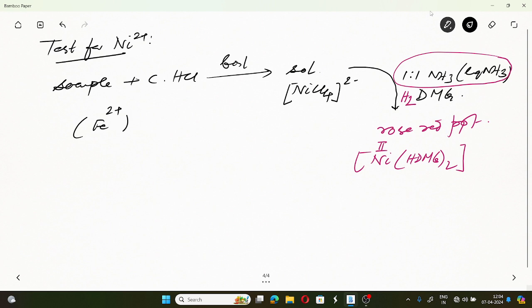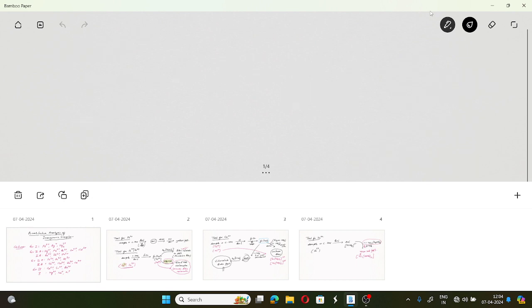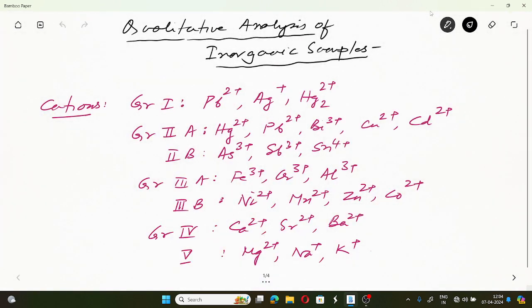But your inference will be nickel is not present. Nickel 2 is not present. So this is the confirmatory test for Ni2 plus. Next we shall come to another cation. So this is regarding cadmium 2 plus.